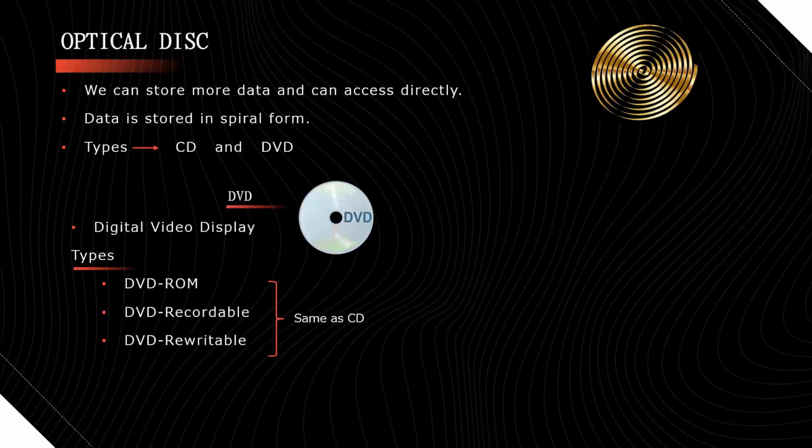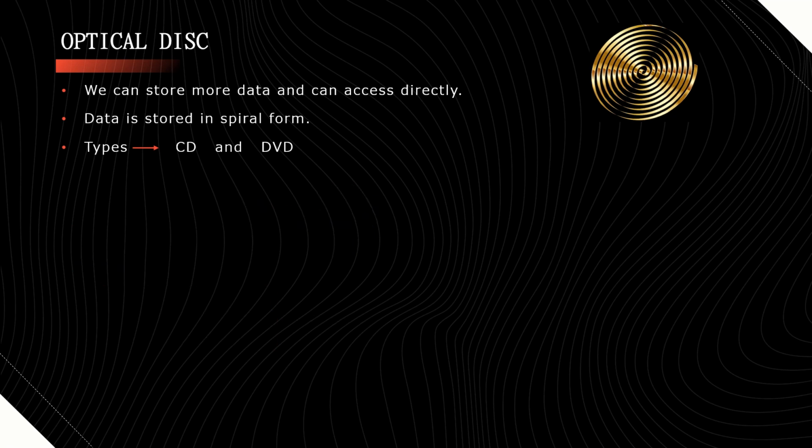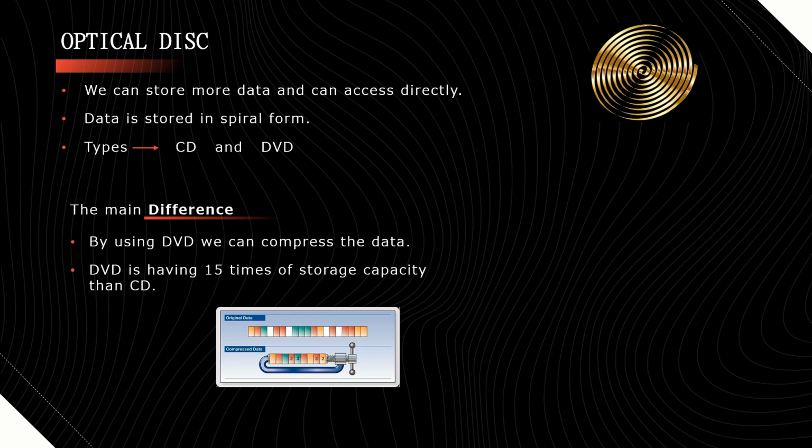DVD, digital video disc. In this also we have three types: DVD-ROM, DVD recordable, DVD rewritable. All these are the same as CD only. Then what's the difference between these two? The main difference is that by using DVD, we can compress the data. DVD has 15 times higher storage capacity than the CD. That means it is capable of storing data from 4.7 GB up to 17 GB.